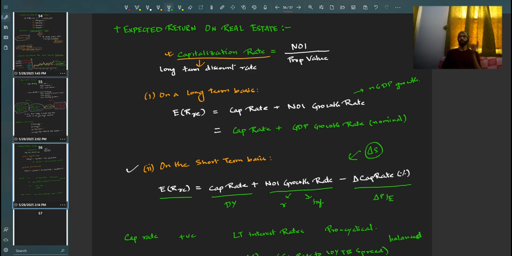So in the long run, what we can do is add the cap rate and the nominal GDP growth rate to get our expected real estate return. Now, cap rate has certain sensitivities to the financial markets. It is sensitive to the long-term interest rates, it is sensitive to the spreads, it is sensitive to even the debt to GDP ratio. Now, how these sensitivities play out, let us discuss that.